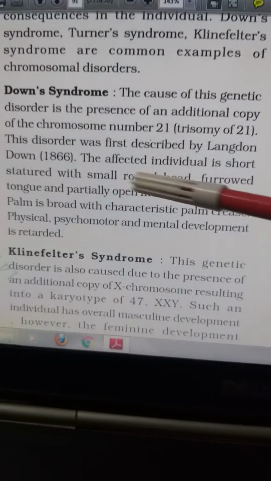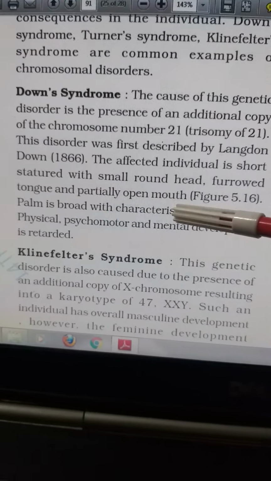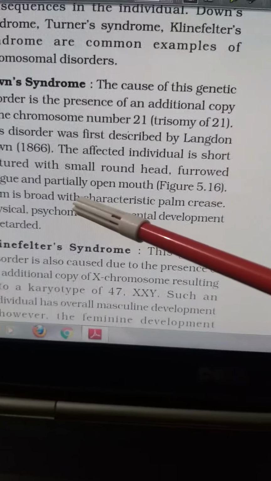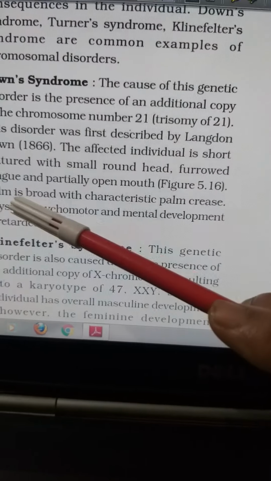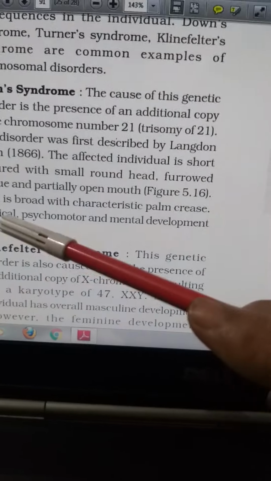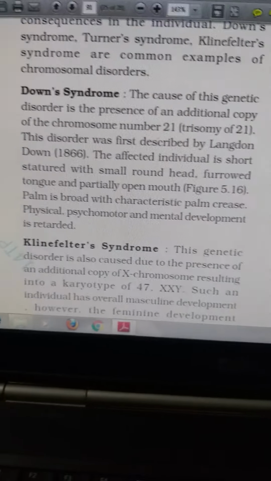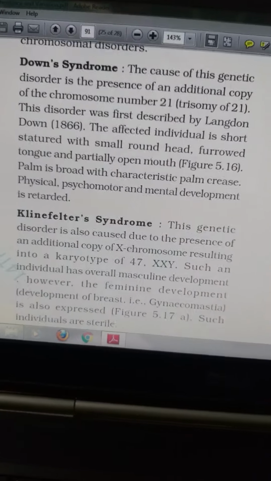The affected individual has short stature, a round neck, and a furrowed tongue. They can roll the tongue in a furrow and have a partially open mouth. The palms are very broad, and physical, psychomotor and mental development is retarded. So it is also known as Mongolian idiocy.